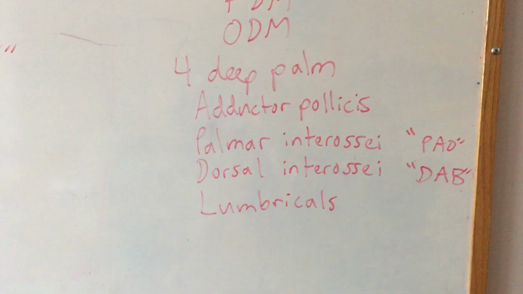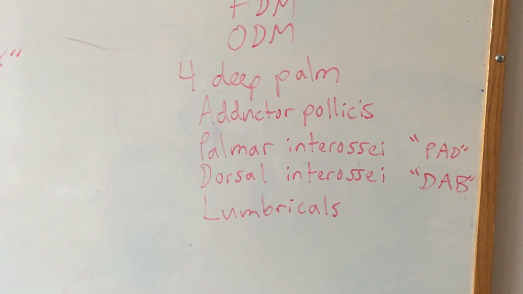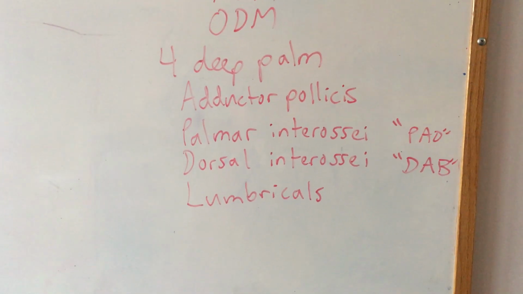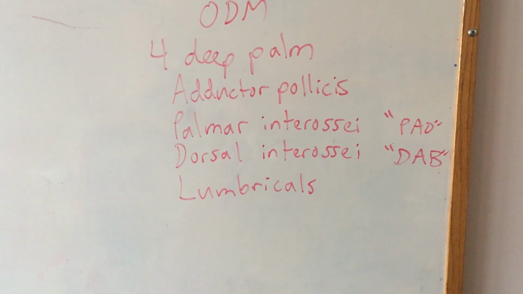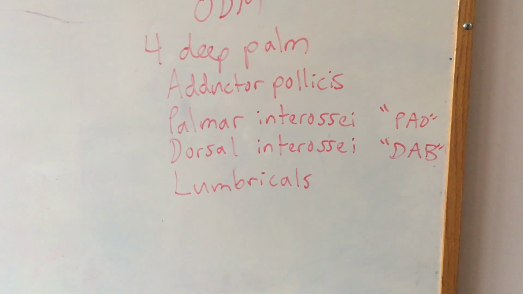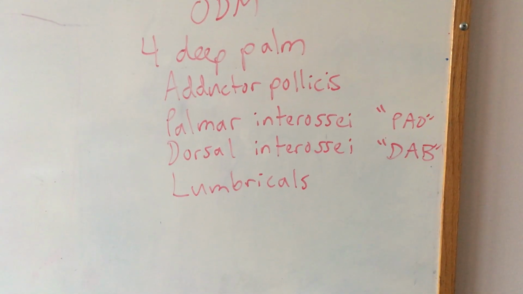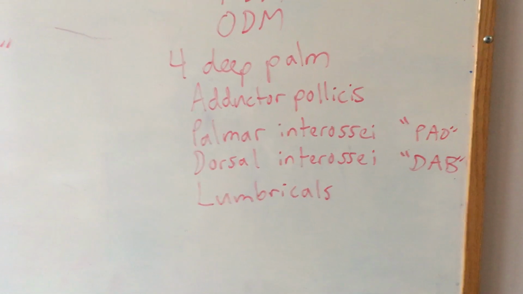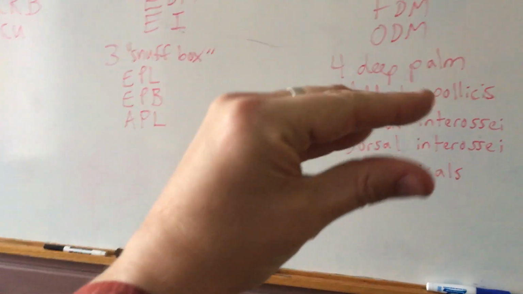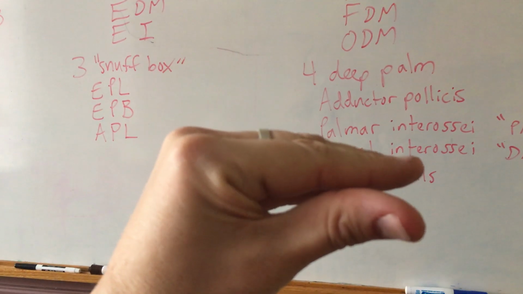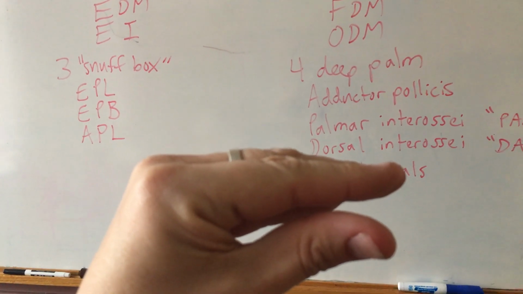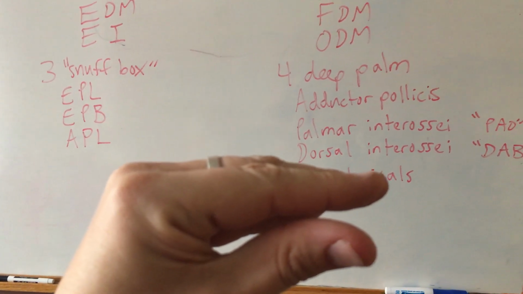The deep palm, we have adductor pollicis, which adducts the thumb. These motions occur at the CMC. The palmar and dorsal interosseae, I gave you the acronyms of PAD and DAB to remember. The palmar adduct the digits, dorsal abduct the digits, and finally the lumbricals will allow this functionality of the hand: flexion at the MCP, extension at the IP, meaning PIP and DIP. Happy studying.